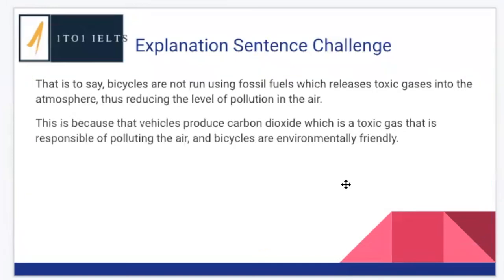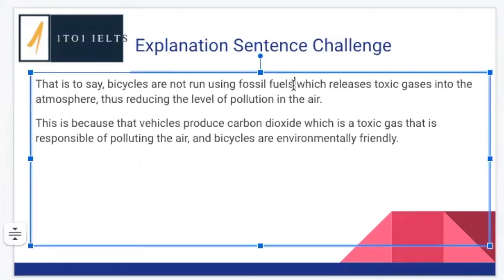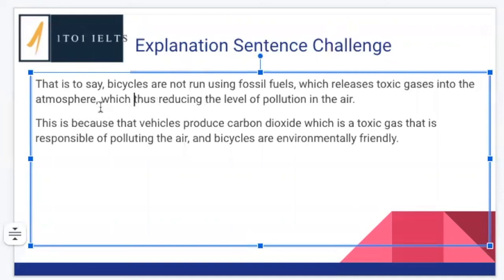Okay, moving on to our last couple of sentences for the challenge. So that is the same. Bicycles are not run using fossil fuels, which release toxic gases into the atmosphere. So this is a non-defining relative clause. We need a comma before it and after it, thus reducing the level of air pollution in the air. Bicycles are not run using fossil fuels. And again, it will be just a little bit more natural here, which thus reduce. And using this relative clause to add this information, which is thus bicycles.